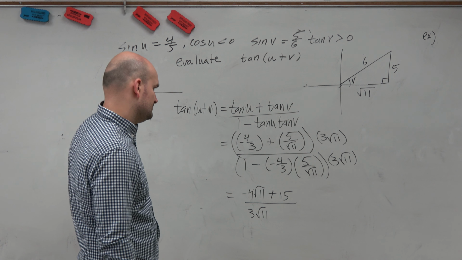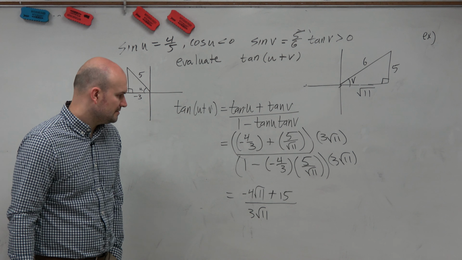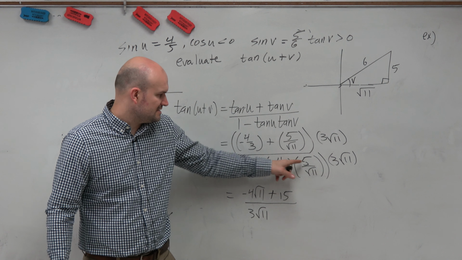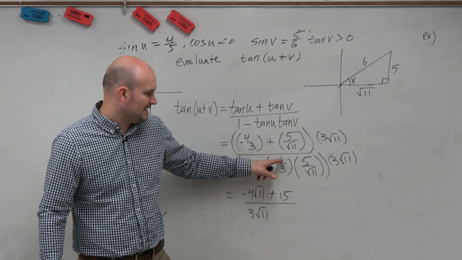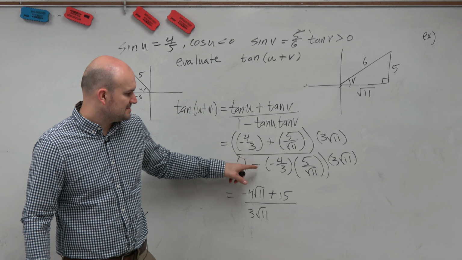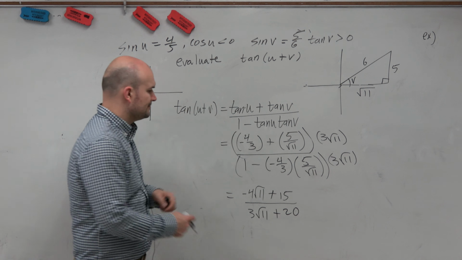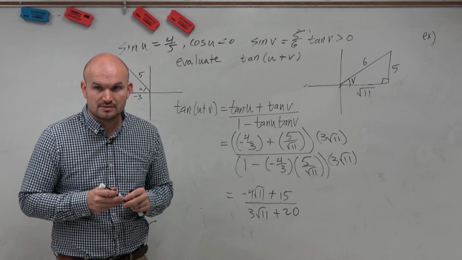And then, sorry, these would both divide out. So this would be a negative 4 times 5, which is a negative 20. And then there would be a plus 20. OK? Yes? What?